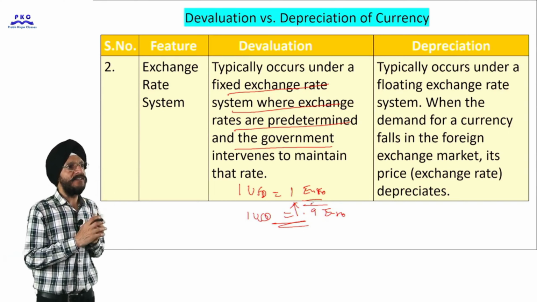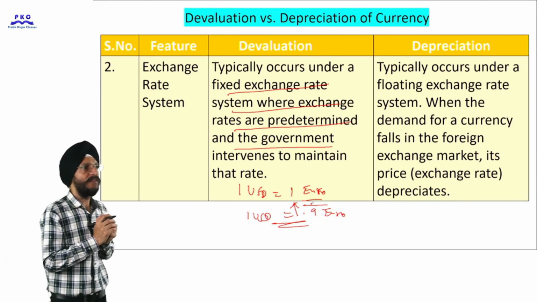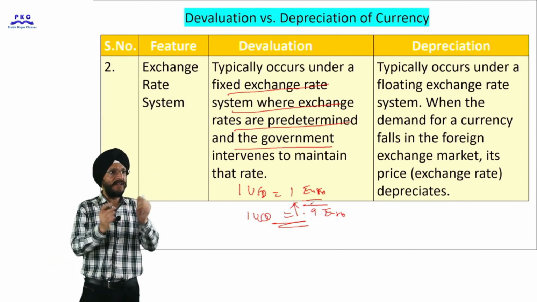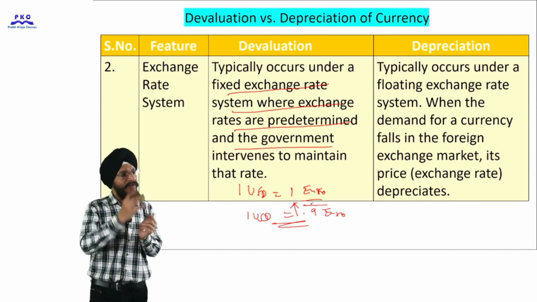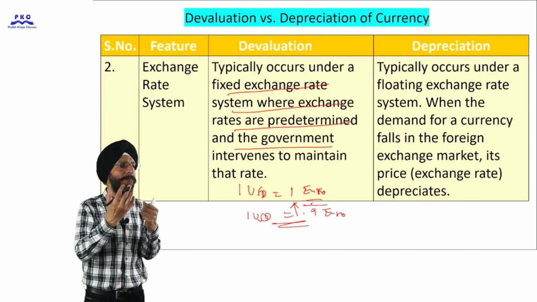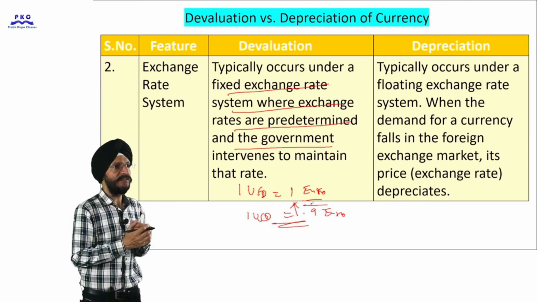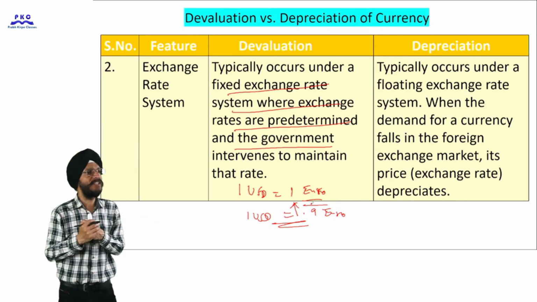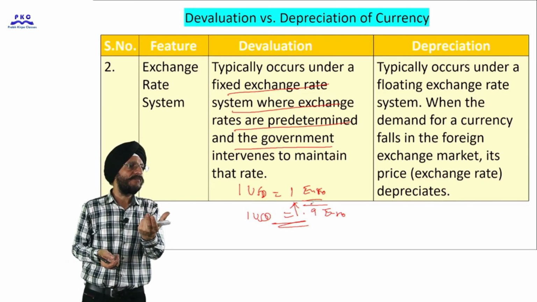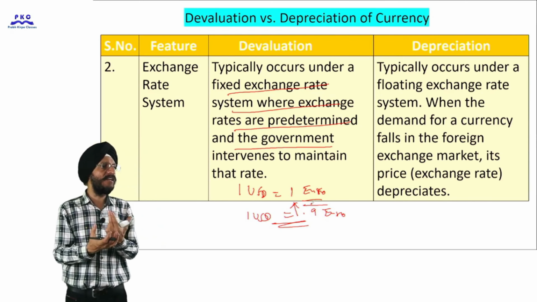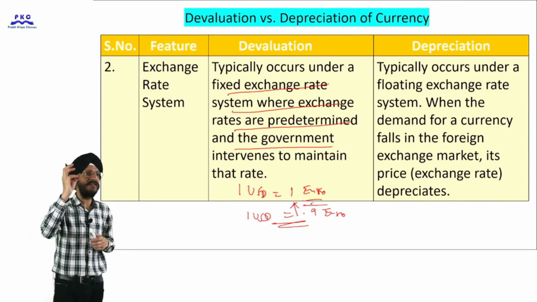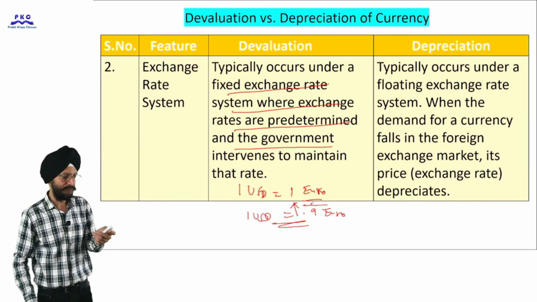Depreciation of the currency occurs under a floating exchange rate system. When the demand of the currency falls, when the demand of anything in the market decreases, what happens? The price of that goods decreases. In the same way, in the foreign exchange market, when the demand of a currency decreases, the price of that currency also decreases. So this is the depreciation, and it occurs under a floating exchange rate system.